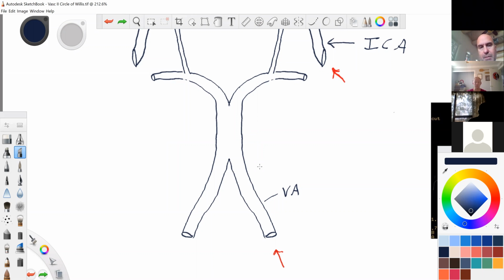So the vertebral artery comes up and meets together, and this is going to be in the back of the head, kind of going from as your spine goes into your skull through the foramen magnum, is the basilar artery.